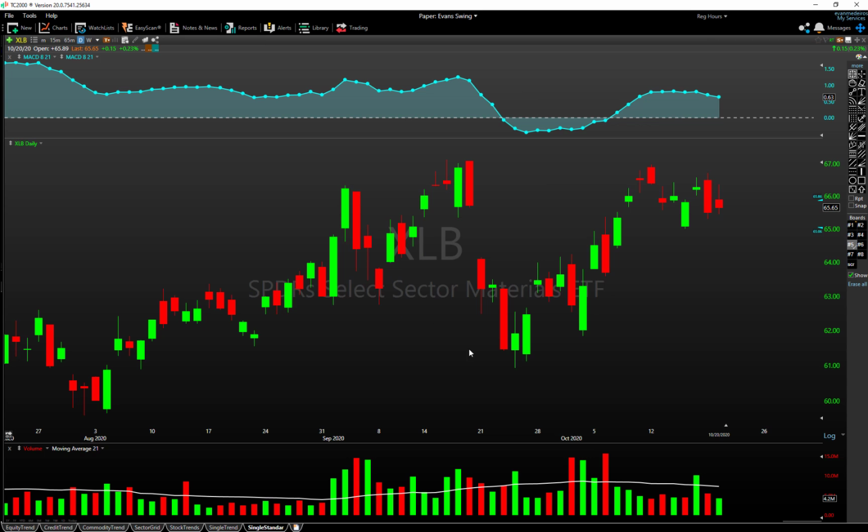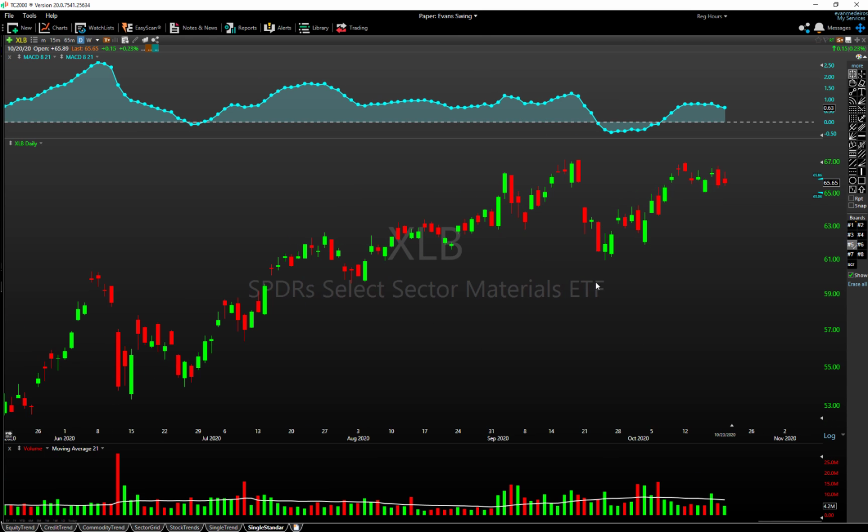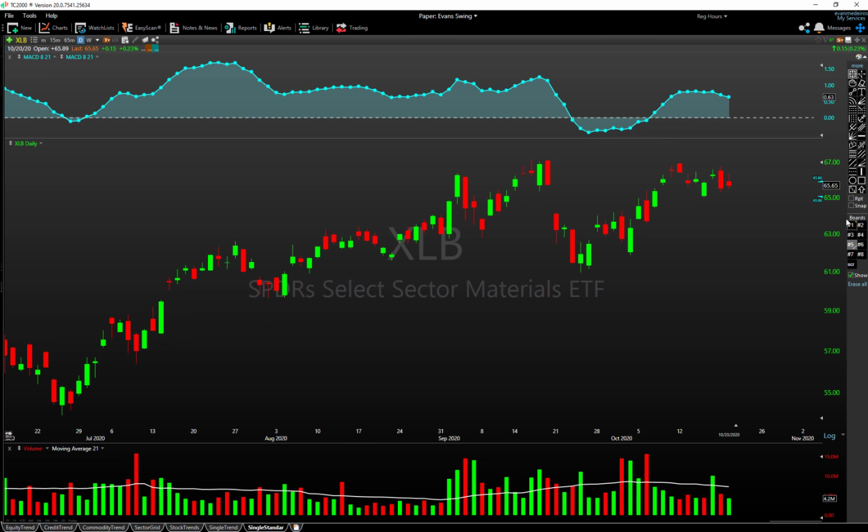And I want to actually highlight XLB, which I think is quite interesting as well. Notice where this is on a relative basis, right back to its prior highs, consolidating nicely, contracting nicely here. This is poised and positioned pretty nicely.